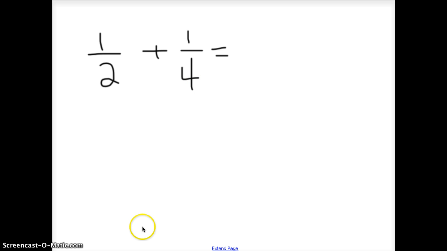So like we reviewed today in class, you want to change them so they match, and you're going to want to change to the larger denominator. So I need to find the equivalent fraction of 1/2 into fourths. So how many fourths are in a half? Well, I'm going to draw a picture to help me.